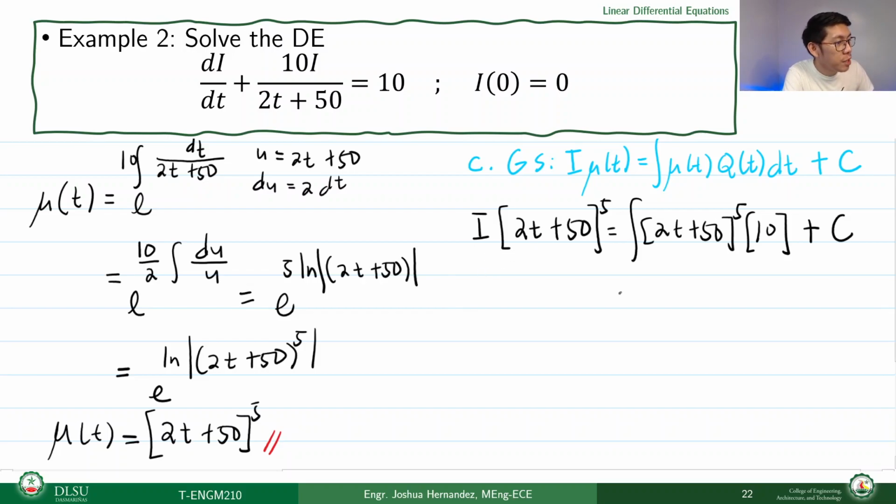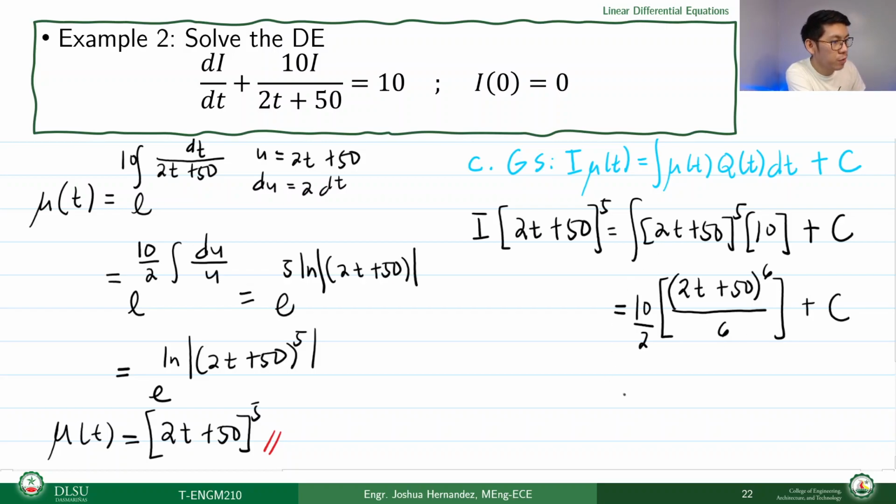So, if we integrate this, we can actually factor out 10, no? Then integrate 2t plus 50. We know that, by power rule, this is 2t plus 50 raised to the power of 6 over 6. Pero dahil meron tayong u du, if we let u to be 2t plus 50, du will become 2 dt. So, we need to insert 2, right? Sorry, hindi ko na ipapakita rito dahil I assume that from your integral calculus, that's already standard, or that you know it already. So 2t plus 50 raised to 6 all over 6, and then, of course, plus c.